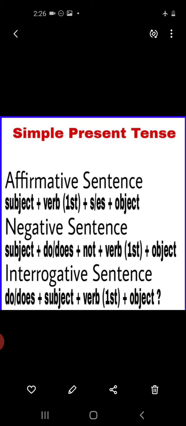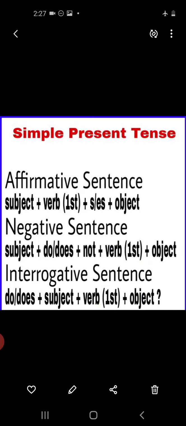Guys, if you are going to frame an affirmative sentence in simple present tense, then you have to write subject plus first form of the verb plus s or es. And in negative, if you want to make the sentence negative, then we add do not or does not. For singular subject we use does not, and for plural subject we use do not. Have a look at the structure: subject plus do or does plus not plus first form of the verb. When we write do or does in a sentence, then we do not add s or es to the verb.